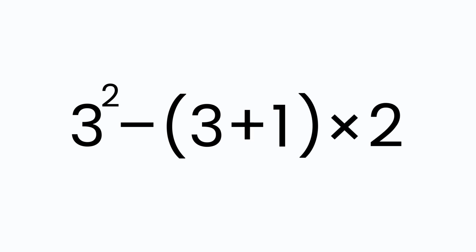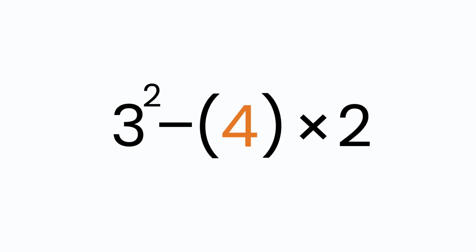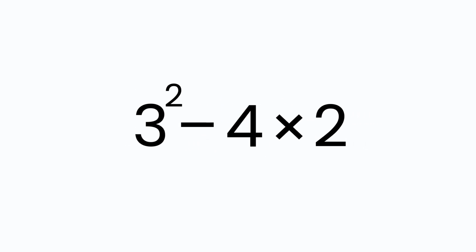Let's use PEMDAS to solve a problem. 3 squared minus the quantity 3 plus 1 times 2. The PEMDAS rule tells you that you need to start off by calculating the quantity inside of the parentheses. 3 plus 1 equals 4, so the parentheses can be replaced with 4. Then, you need to calculate the exponent. 3 squared is the same as 3 times 3, which equals 9.